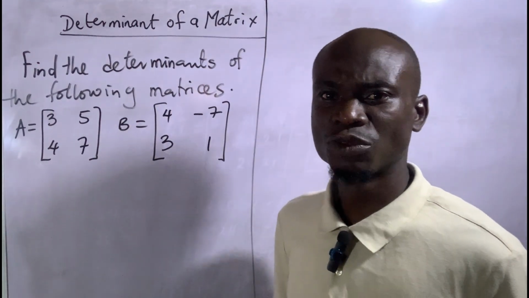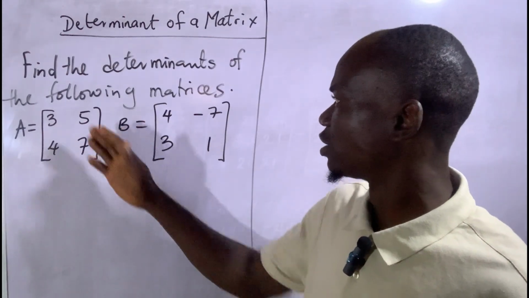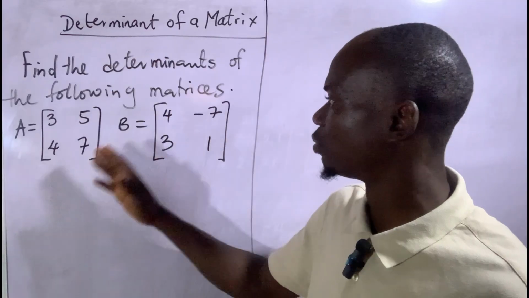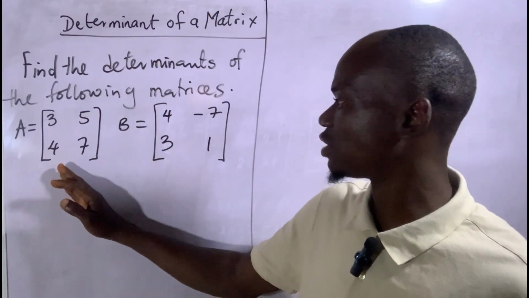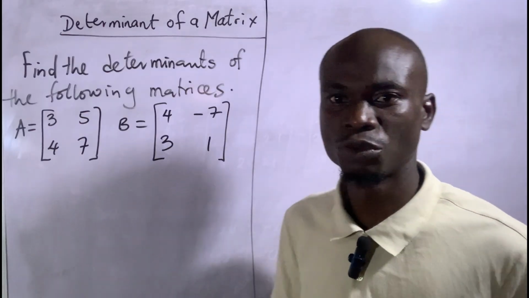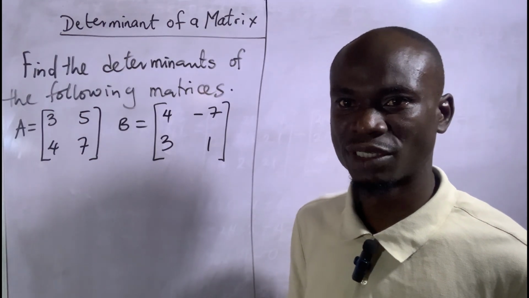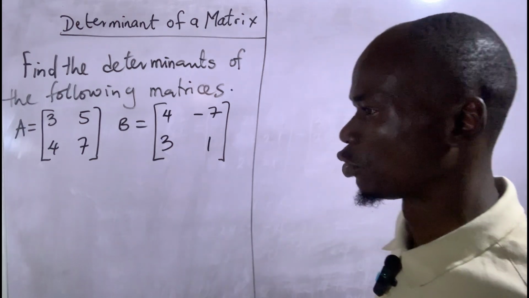So we want to look at how to find the determinant of a matrix. We are going to start with the examples on the board that says find the determinant of the following matrices. We are given matrix A, which is a 2 by 2 matrix, and matrix B, which is also a 2 by 2 matrix. So let's see how we handle the determinant of a 2 by 2 matrix very quickly.